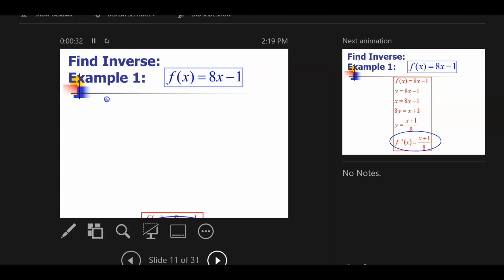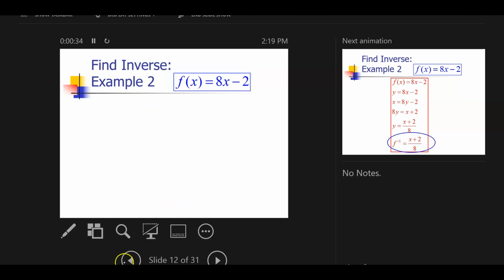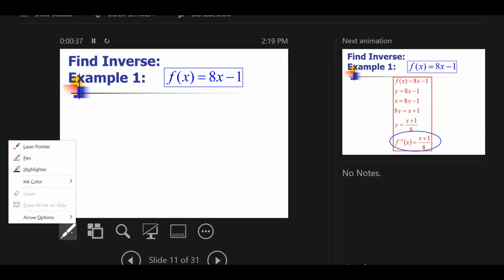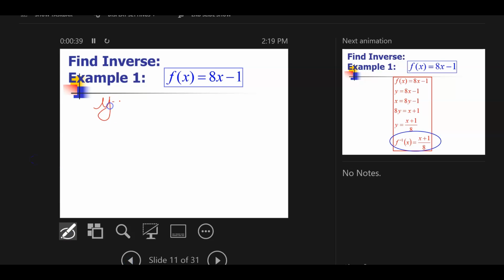Okay, so y equals 8x minus 1. All I did was rewrite it. That step's super easy. F of x turns into y, that's it. Okay? Step 2, what do? Switch x and y. So where I have a y, turn it into an x, like Harry Potter or something. Equals 8, and where I see x, Expelliarmus, it's a y.